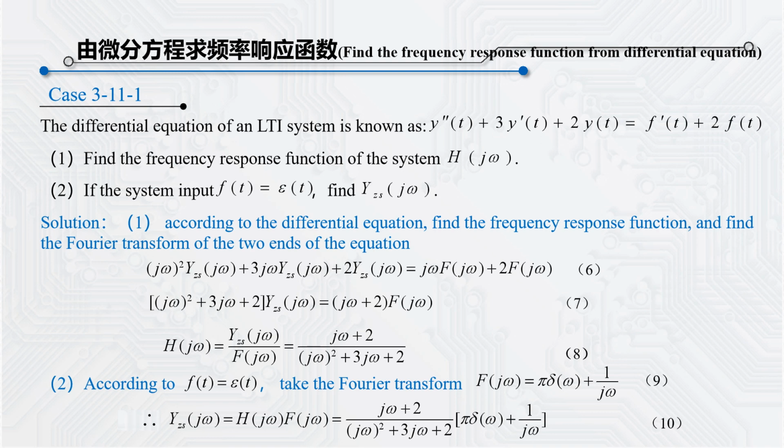From this example, we can find that when we solve the frequency response function H(jω) of the system, we can also get H(jω) by calculating the Fourier transform on both sides of its differential equation.